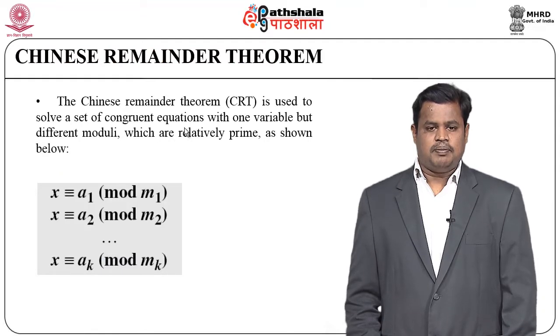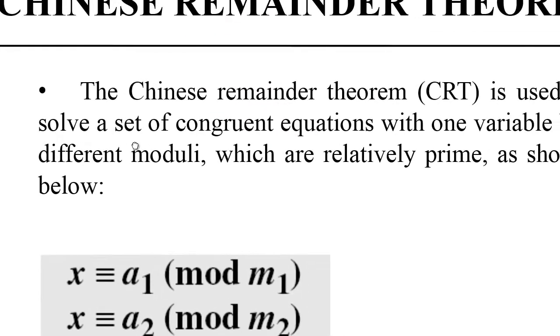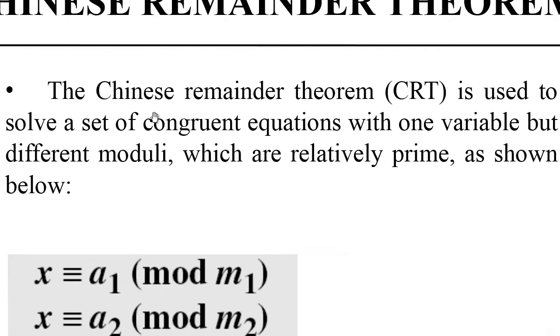This theorem plays a very important role in the field of cryptography. Whenever you want to solve a set of congruence equations with one variable but different moduli, CRT is used. And a very important thing is that the moduli must be relatively prime. We know what relatively prime is: the GCD of the two numbers must be equal to 1.